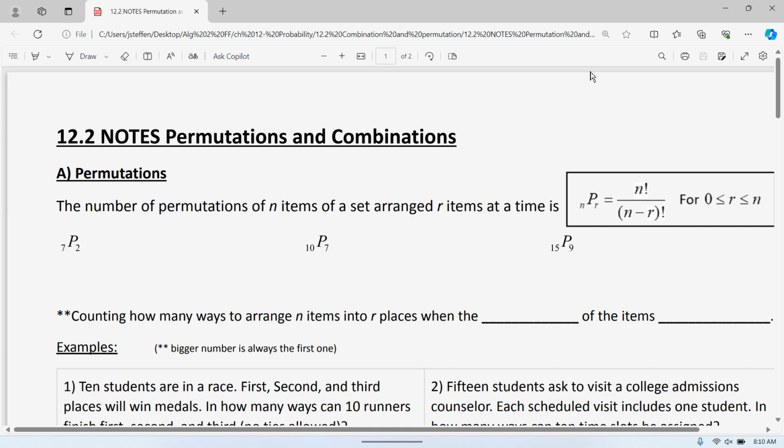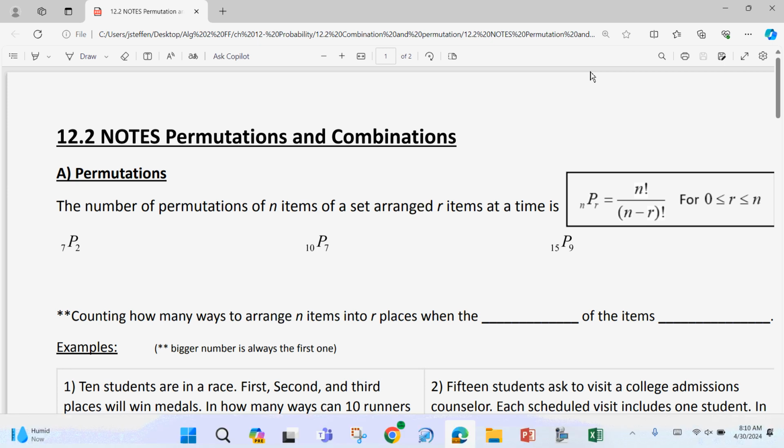So we're going to start with permutations. Actually, that said, give me 1 second.